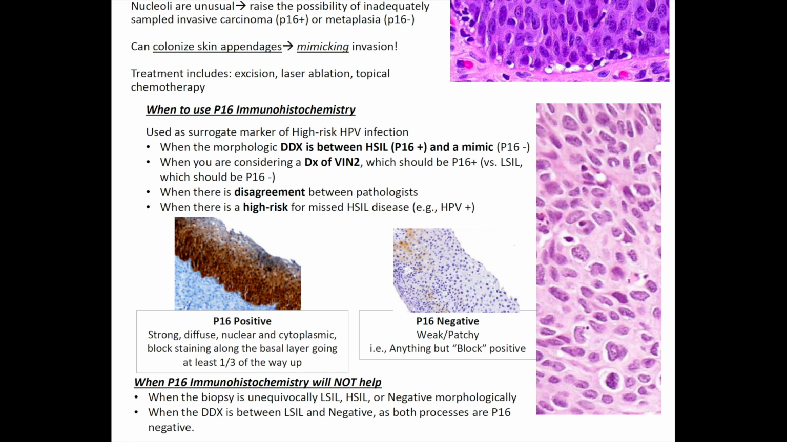So the classic discussion of when P16 immunohistochemistry should be used. It's used as a surrogate marker of high-risk HPV infection. You want to use P16 when the morphologic differential diagnosis is between HSIL and a mimic like metaplasia. So HSIL would be P16 positive. Some form of squamous metaplasia would be P16 negative. Or if you're considering a diagnosis of VIN2, which should be P16 positive, versus L-SIL, which should be P16 negative. Should be, but not always.